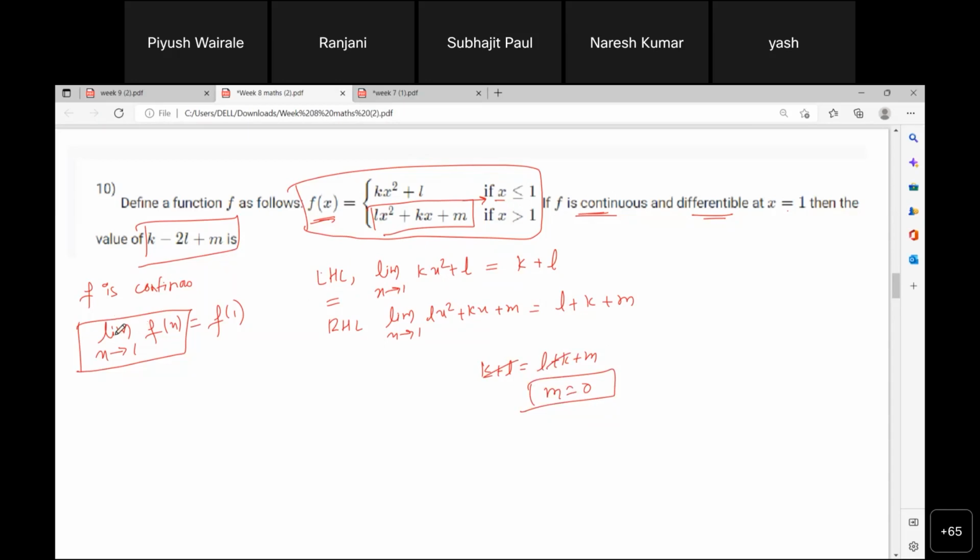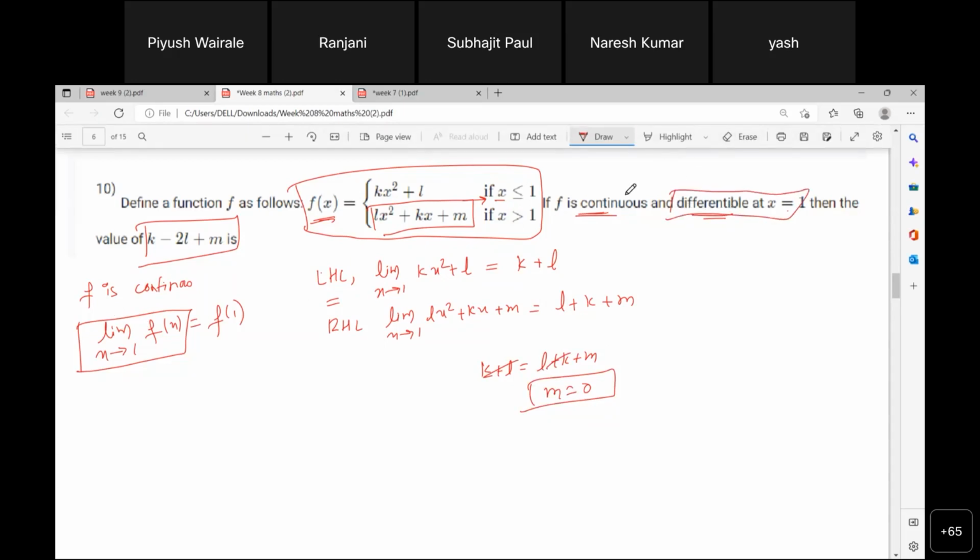Okay. We have checked the first condition. Now the second condition is that it is differentiable at x equals to 1. So we have used this property of continuity to get m equals to 0. So how to check the next thing? I have been given that it is differentiable at x equals to 1. So now this particular function is differentiable at x equals to 1.